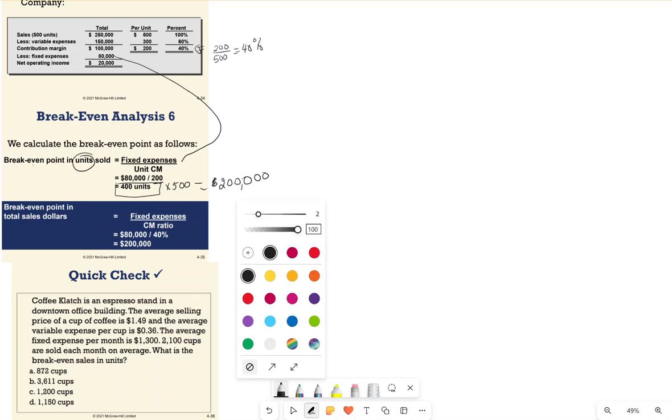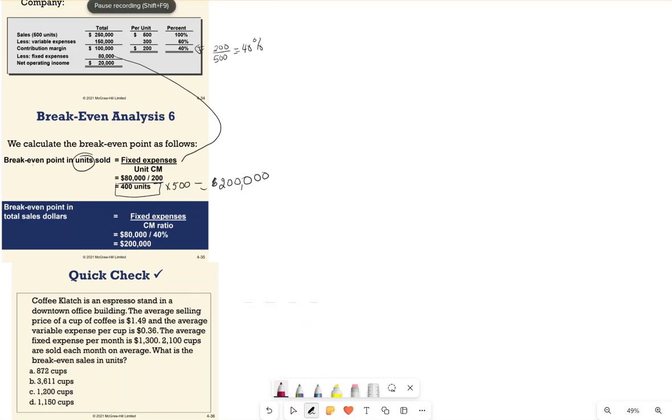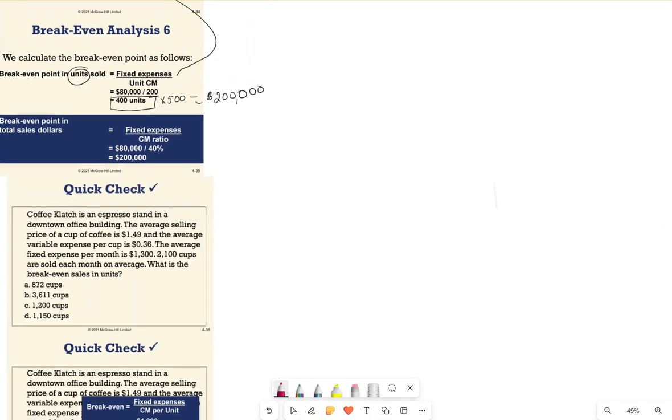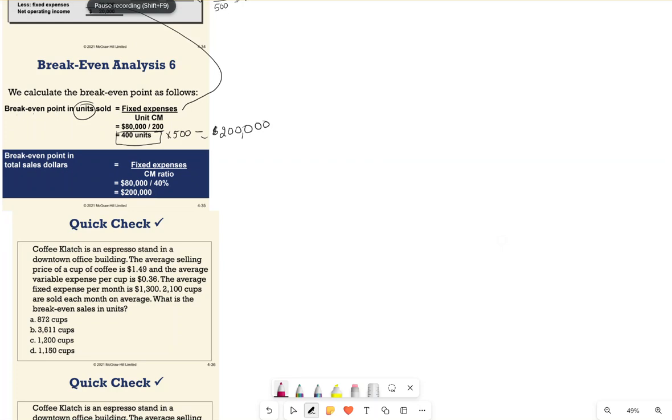Now going further, in the example, we want to know if we are getting everything right. Of course, before we get to the next one, they're asking what is your break-even in units. So when you're looking at break-even units, we have fixed expenses at the top, and since it's units, we're going to use contribution margin per unit.